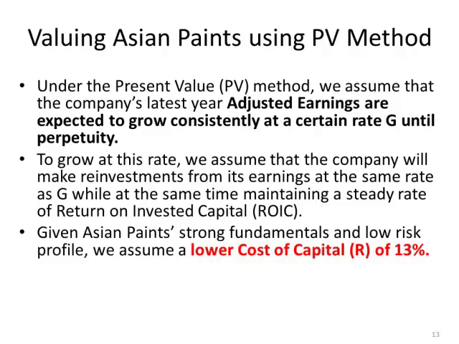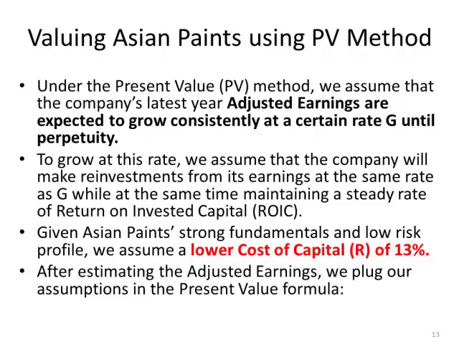The next thing we need to do is figure out the cost of capital, or the discount rate. In this case, given Asian Paints' strong fundamentals and low risk profile, we'll assume a lower cost of capital of 13%. The cost of capital, as you know, must reflect the risk and the fundamentals of the company. Compared with the earlier company we looked at, we have a lower cost of capital because the fundamentals are stronger and the risk profile is less for this company.